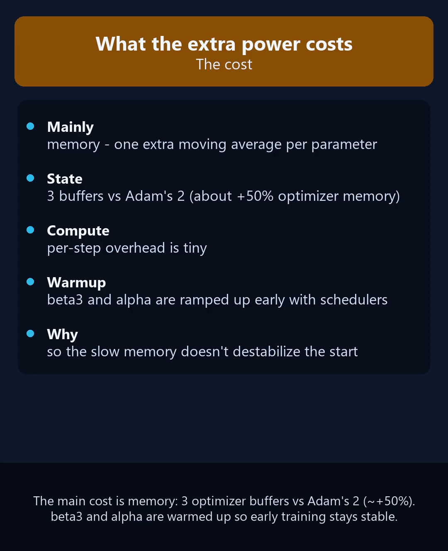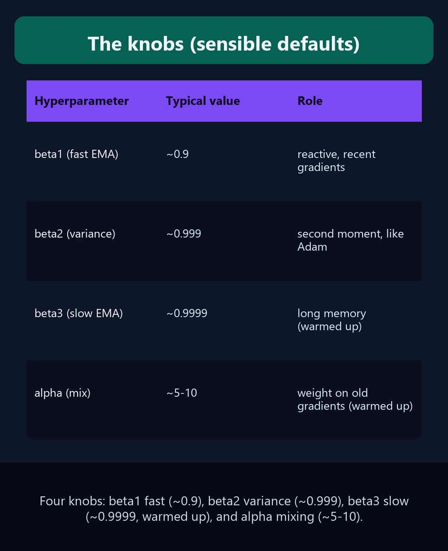What does that extra power cost? Mostly memory. AdEMAMix stores one additional moving average, so its optimizer state is 3 buffers per parameter instead of Adam's 2, about 50% more optimizer memory. The compute overhead per step is tiny. There is also a warm-up subtlety. Beta 3 and alpha are ramped up gradually with schedulers early in training, so the slow memory does not destabilize the start.